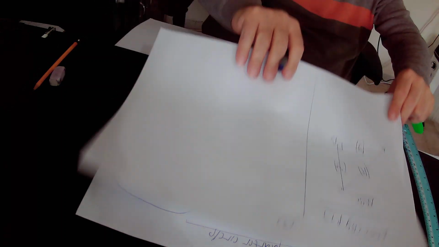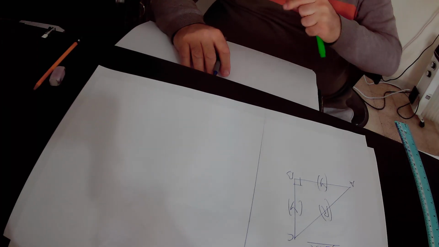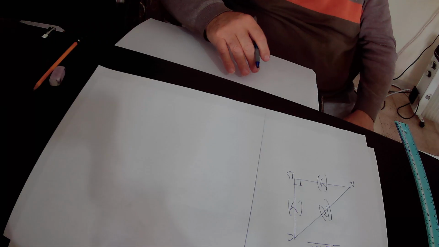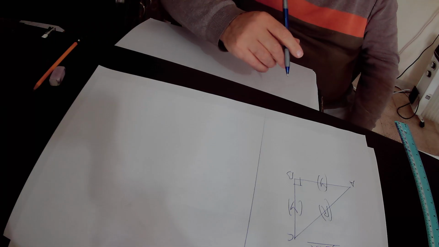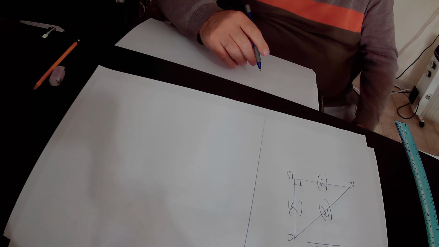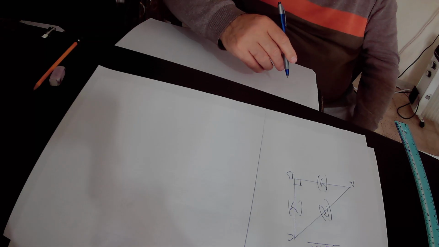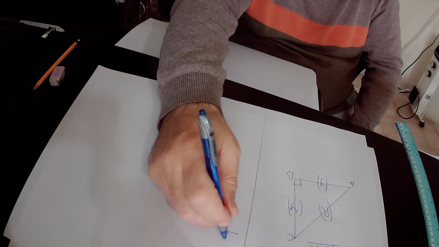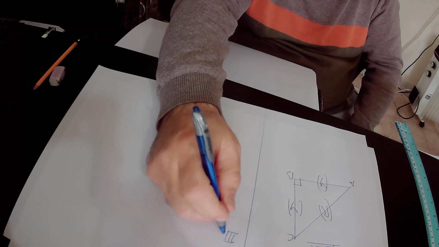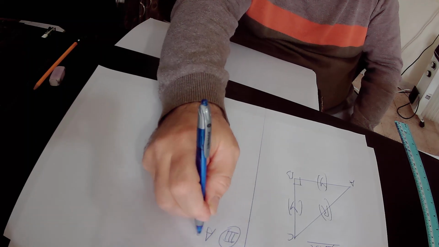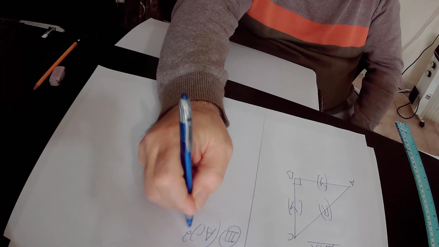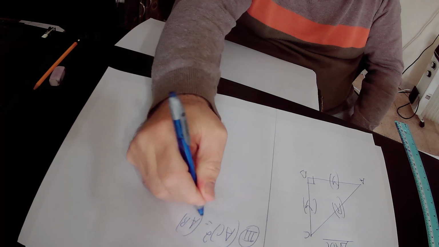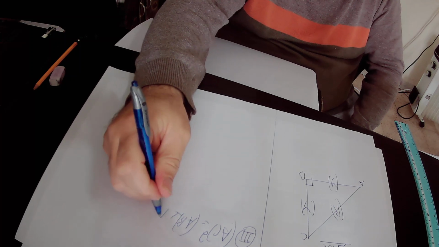So actually, this is the right triangle ABC that comes from the original drawing. According to the Pythagoras theorem, in this right triangle ABC, the square of the hypotenuse equals the sum of the squares of the perpendiculars. The hypotenuse in this right triangle ABC is AC, therefore the square of the hypotenuse is AC square. And AC square must be equal to AB square plus BC square.